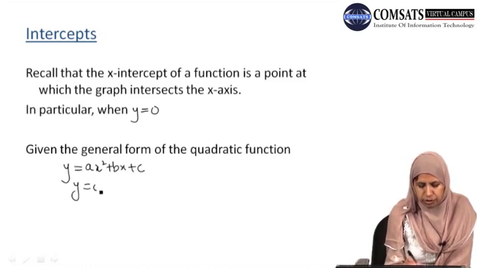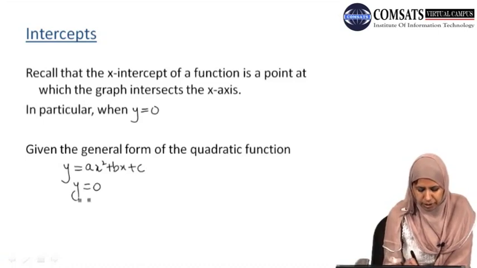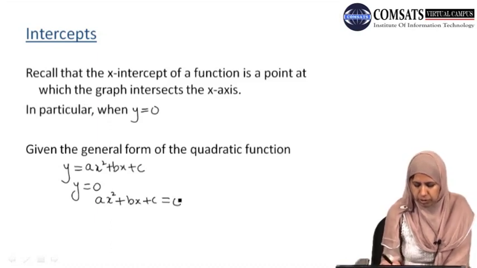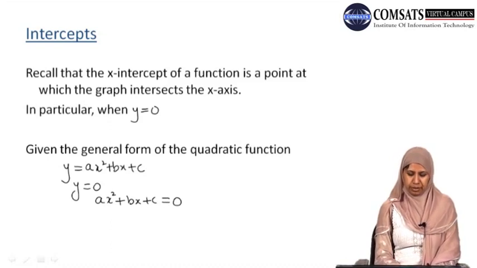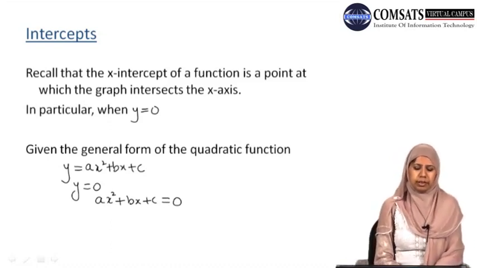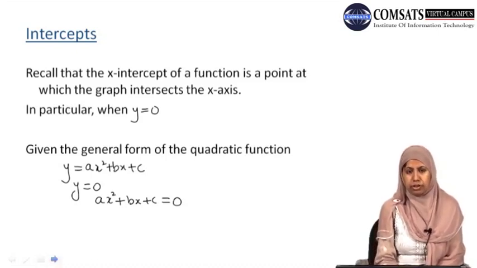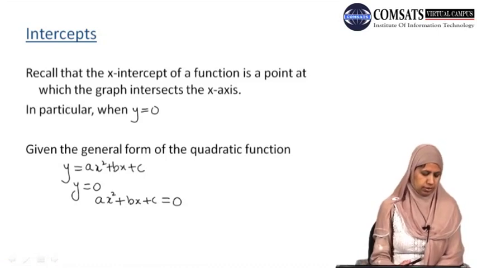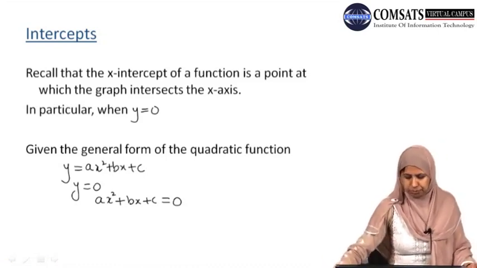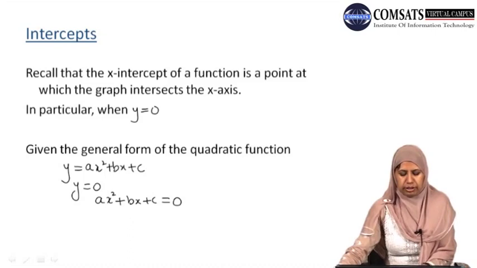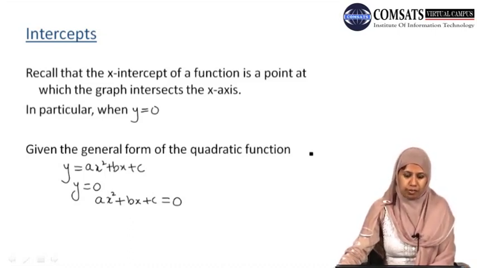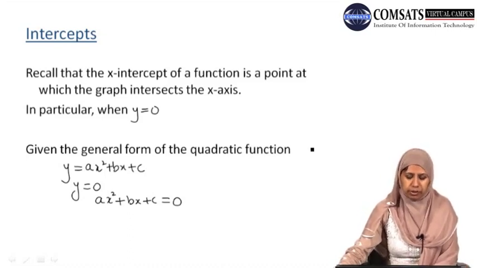obtained when y is equal to 0, which means that our quadratic function ax square plus bx plus c is equal to 0. So in order to find the x-intercept of our quadratic function, we have to solve this quadratic equation. If we recall, this thing we have already done in our earlier lectures, particularly in the lectures of chapter 1.